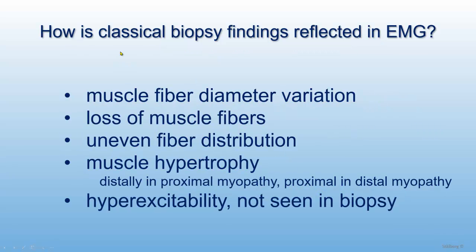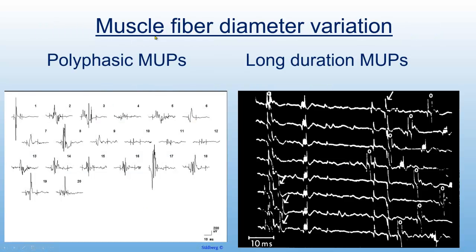And now we can go the other way around. Is it possible to see these biopsy changes in the EMG, and which parameter should we look for? Well, muscle fiber diameter variation, can we see that? Loss of muscle fibers, the distribution of muscle fibers in the motor unit, muscle hypertrophy and hyperexcitability. Let's take one after the other here. First of all, muscle fiber diameter variation.